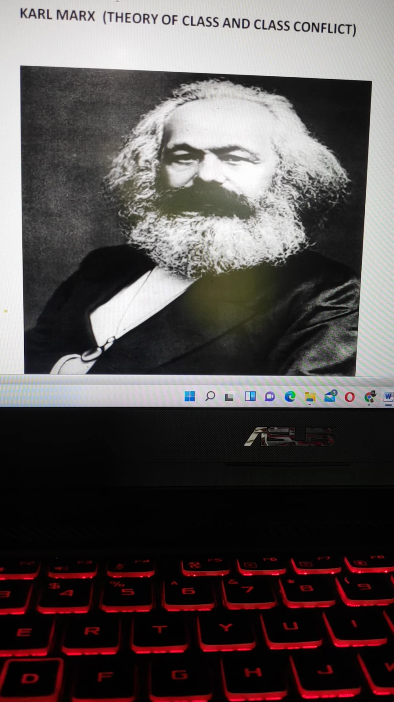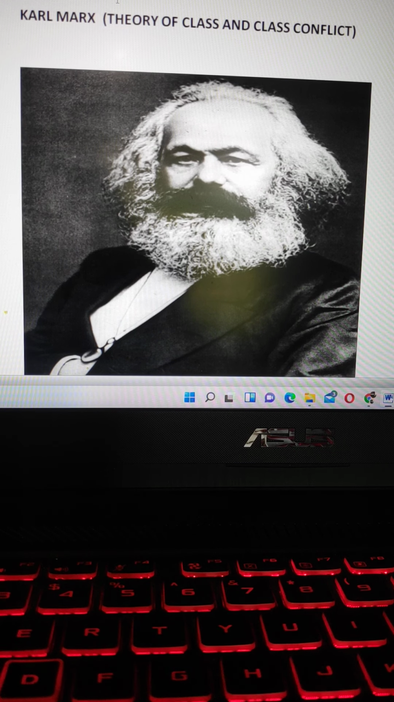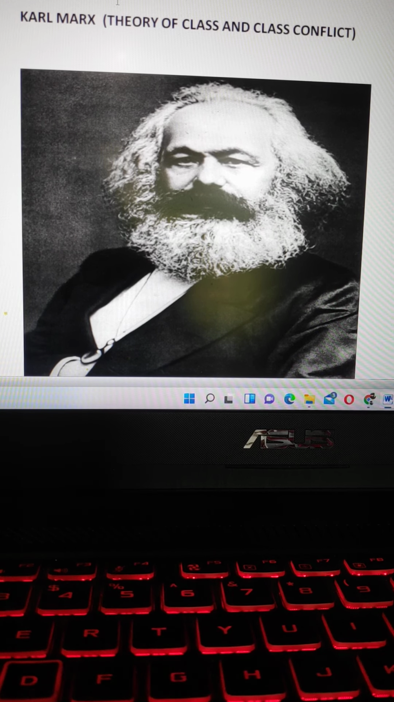In so far as millions of families live under economic conditions of existence that divide their mode of life, their interests and their cultures from those of other classes and put them into hostile contrast to the latter, they form a class. Insofar as the identity of interest begets no unity, no national union, and no political organization, they do not form a class. Now, this is a theory beginning with human existence in community.